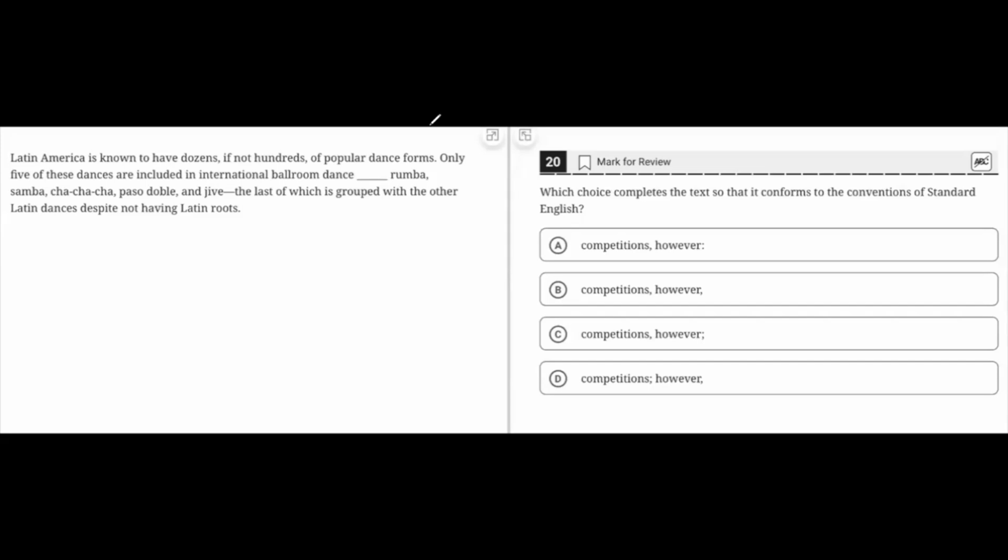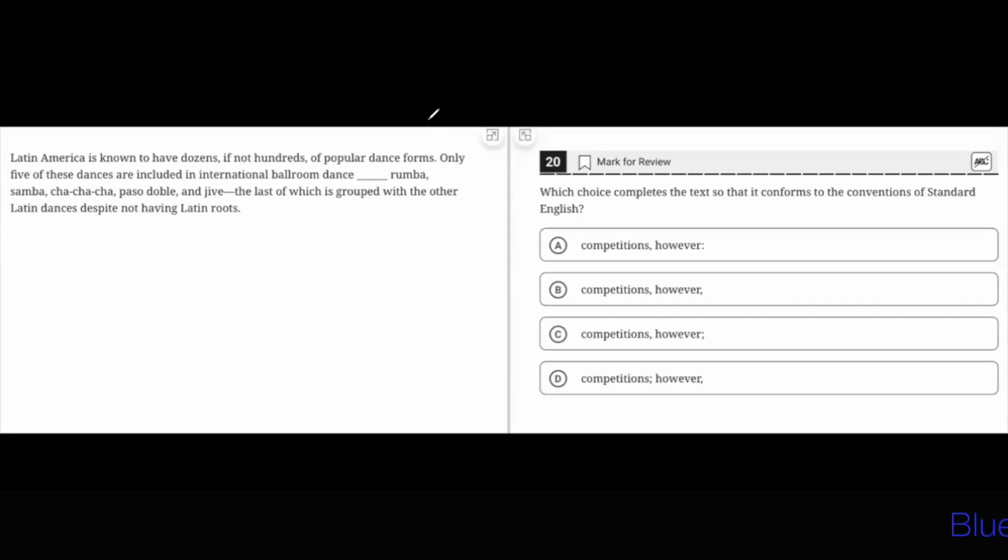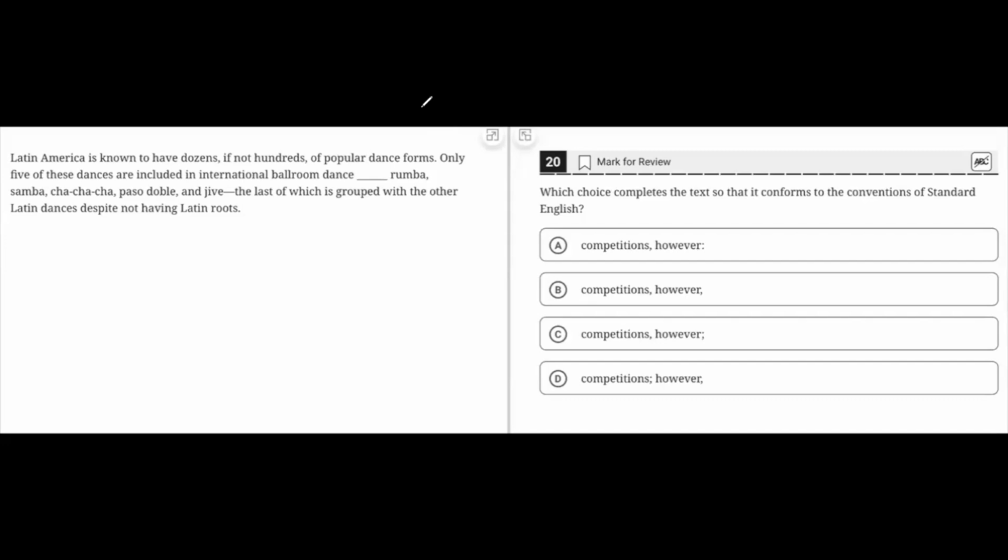Let's work through a punctuation question found in Bluebook Test 5, Module 2 Hard. Students are often familiar with the transition word however at the beginning of a sentence, but may be stumped when it comes to punctuating that word when it's tacked on at the end of a sentence. That's exactly what's happening in this question here, so let's work through it.